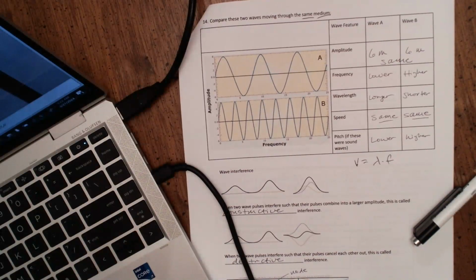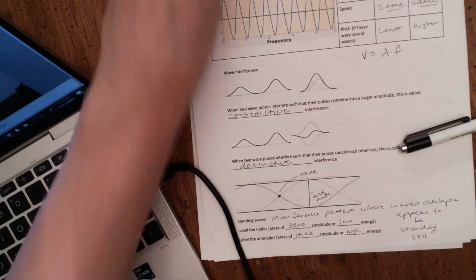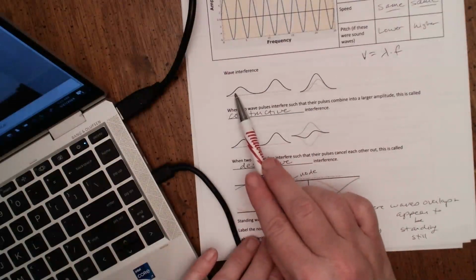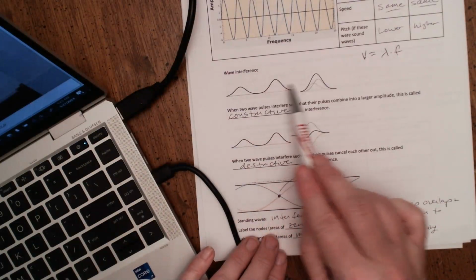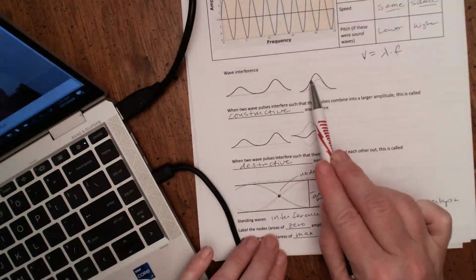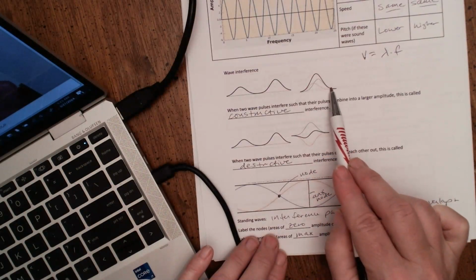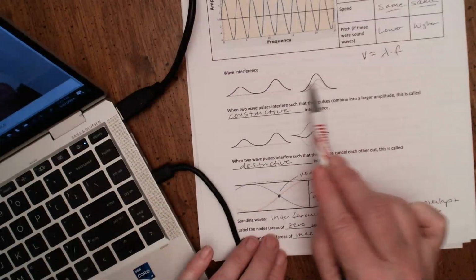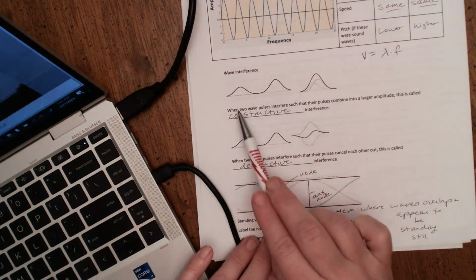All right. And then I got a little bit at the bottom here about wave interference. Sometimes wave pulses will combine with each other, and they combine in different ways. So we want to talk about that for a few minutes. Let's say these two wave pulses are moving towards each other. They combine and their amplitudes basically add up. They combine to form a larger pulse. See how this pulse is larger than these two.